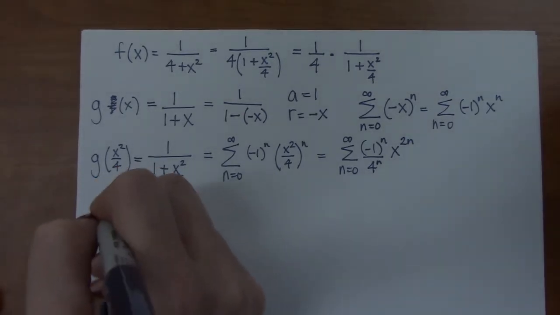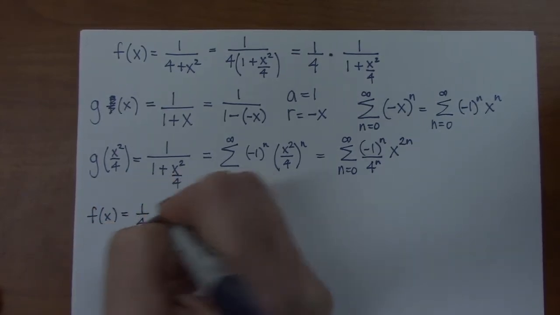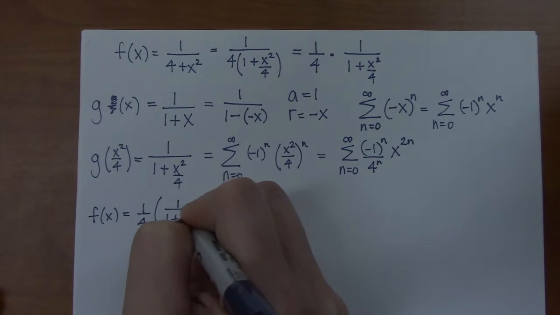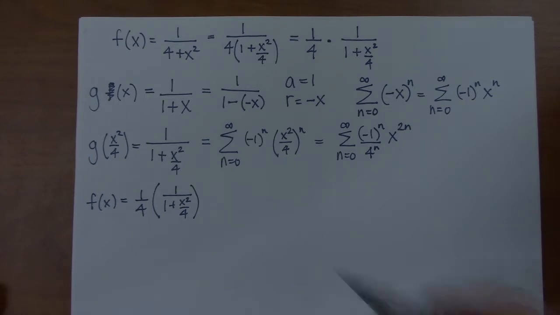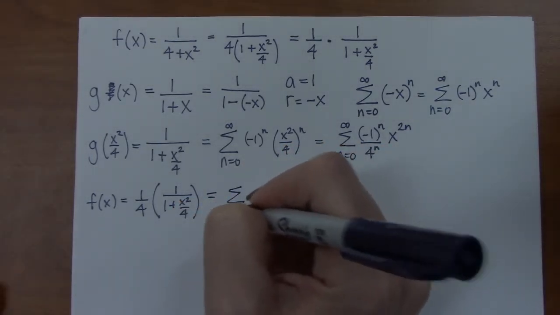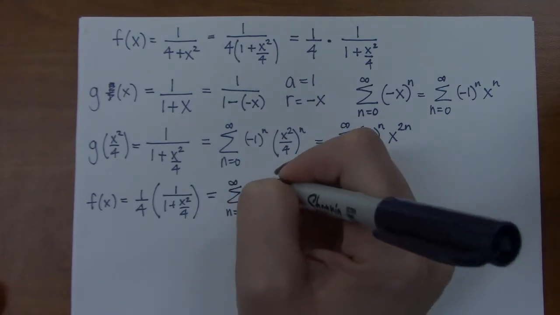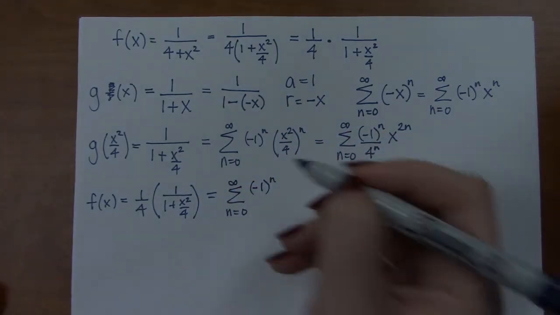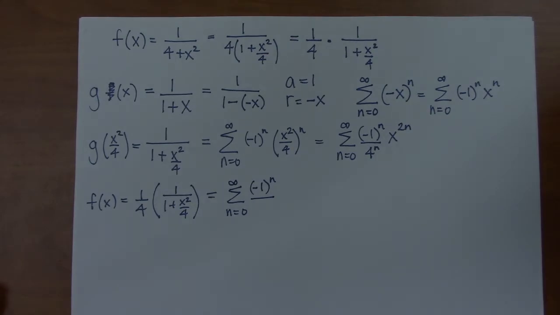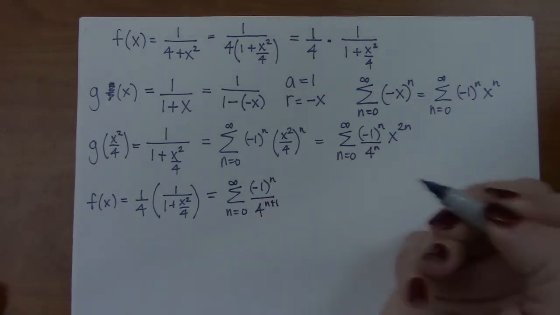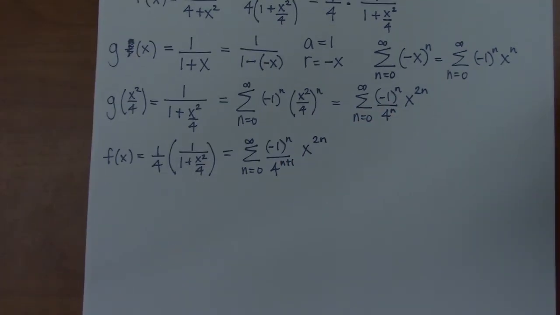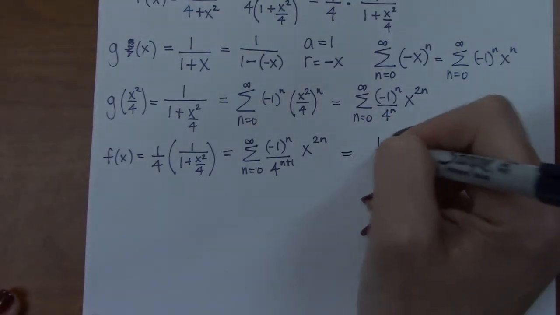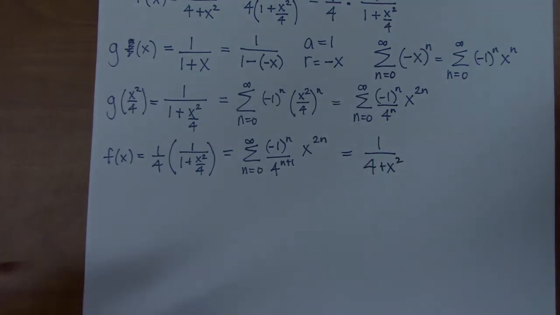So f of x was 1/4 times this stuff. Since that's just a constant, we're allowed to move constants in and out of the series all day long. So I just multiply the stuff inside by 1/4. Negative 1 to the n is just itself, but 4 to the n times 4 gives me an extra 4. So this becomes 4 to the n plus 1, x to the 2n. So now I've got my Taylor series representation of my original function, 1 plus 4x squared.